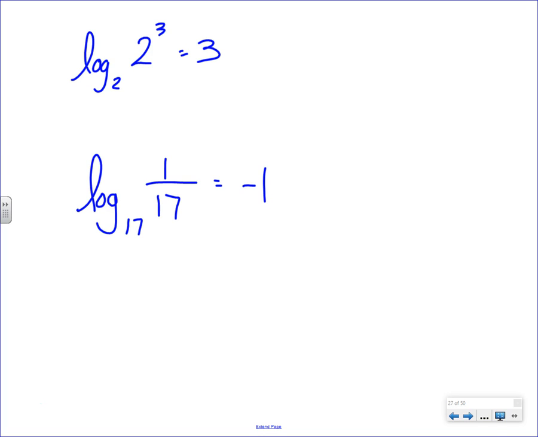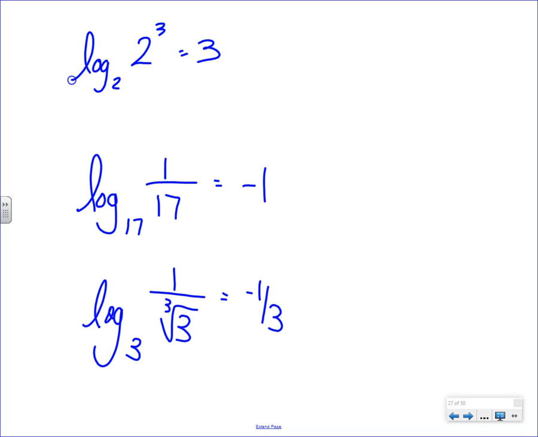Nice. We're about to ask you, log base 3 of 1 over the cubed root of 3. Negative 1/3. Put it all together. You guys kind of have to piece this. Negative 1 and 1. Negative 1/3. Why? It's a 1/3 power in the denominator, which I can make a negative 1/3.